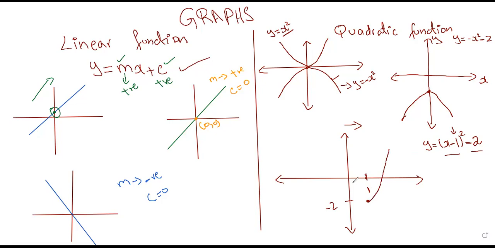And we need to find these points. Only then can I tell whether it would be like this, or like this. I don't know if it would be cutting this or this. We have to find that by finding the values.